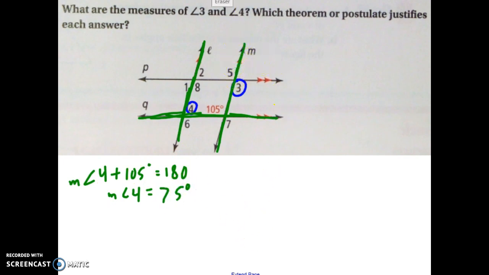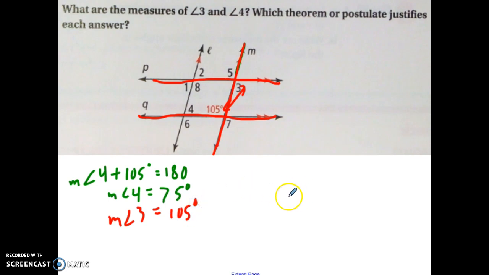Now, looking at this a little differently, I can use these two lines cut by this transversal for angle 3, and you can see here that they're alternate interior angles from each other. So the measure of angle 3 equals 105. Automatically, I don't have to do any calculations. They're alternate interior angles, so they're equal.